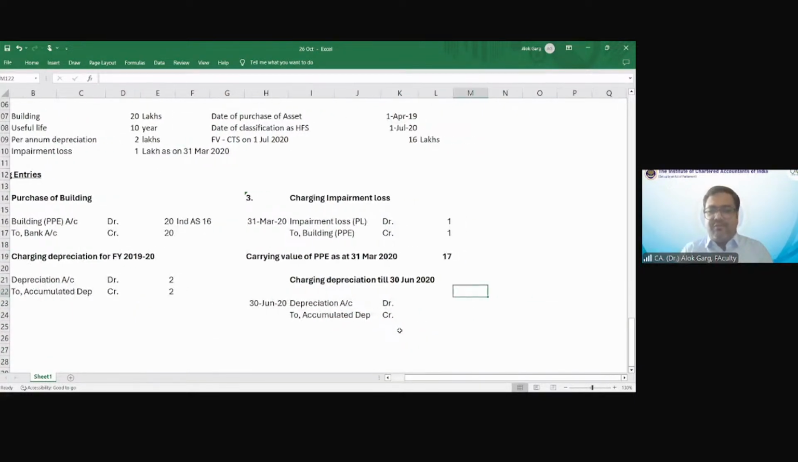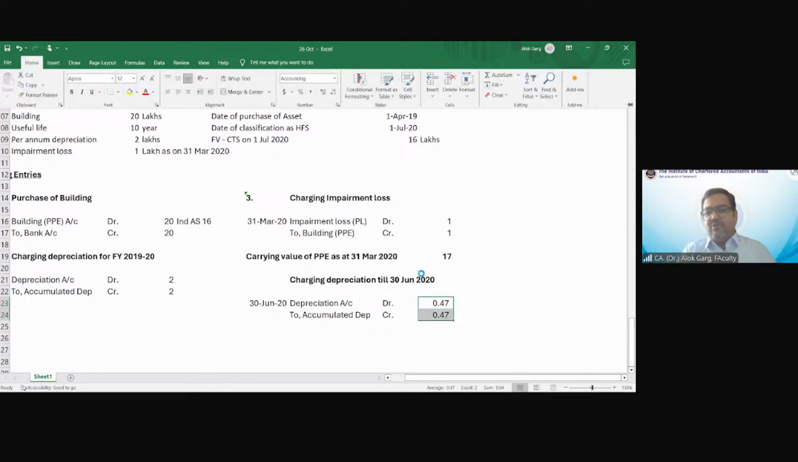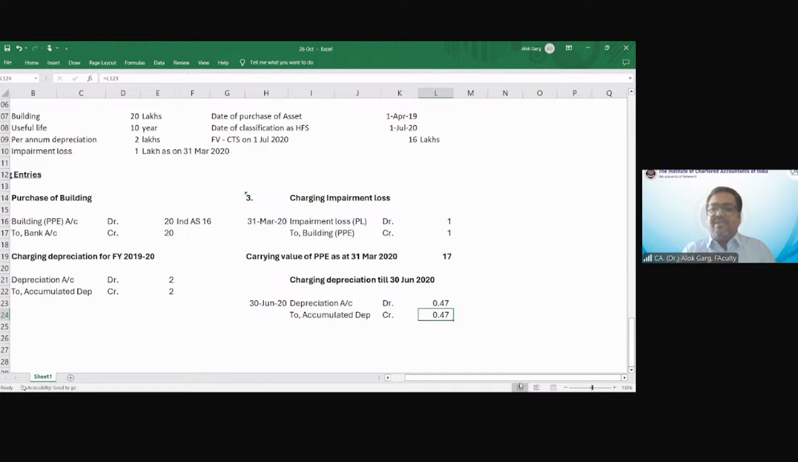What is the depreciation for full year? 17 divided by 9. What is the depreciation for 3 months? Multiply by 3 by 12. 0.4722. Right? So I can write it as 0.47. If anyone has not understood this, please let me know.